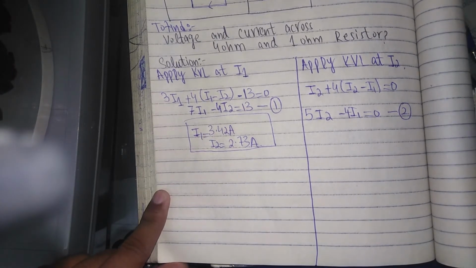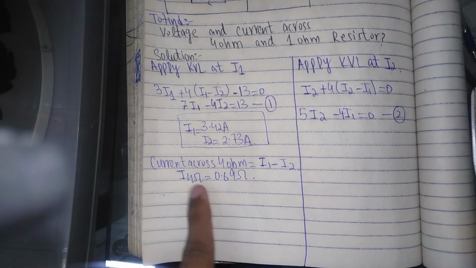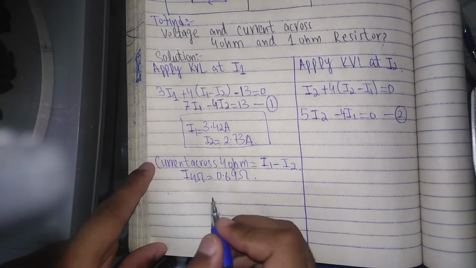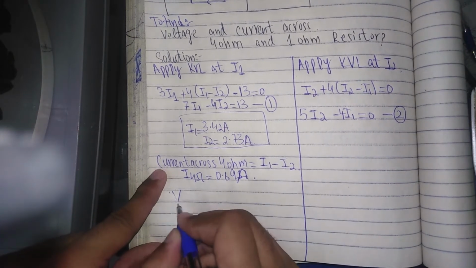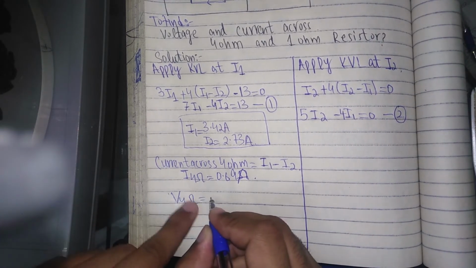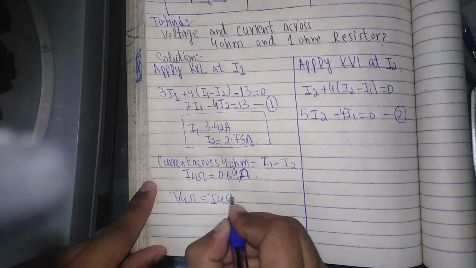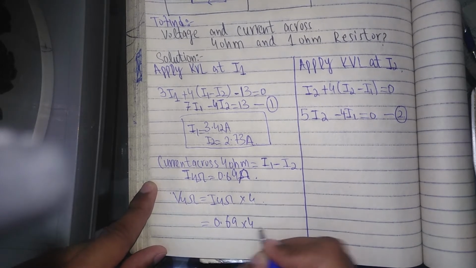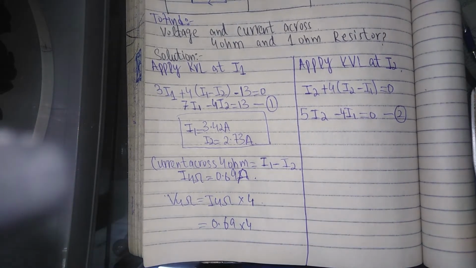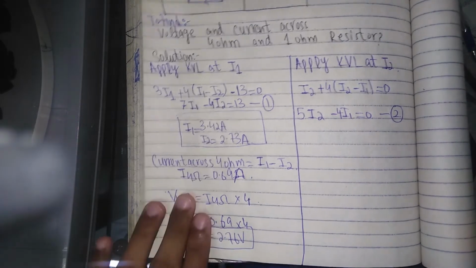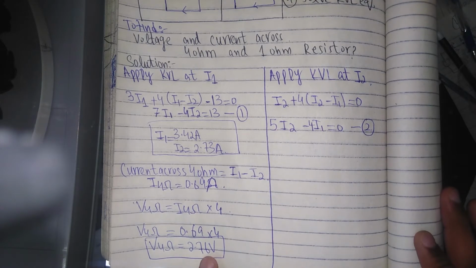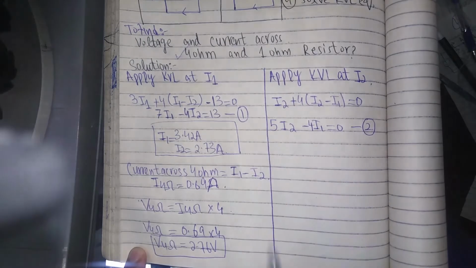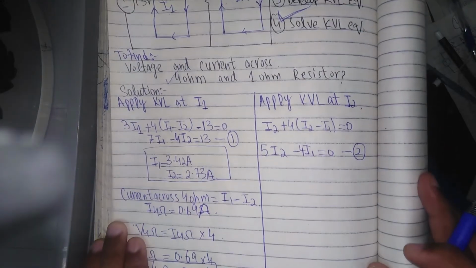So the current across 4 ohm is I1 minus I2, which is 0.69 ampere. Now the voltage across 4 ohm is V equals I into R, I across 4 ohm into 4. So it becomes 0.69 into 4, which is 2.76 volts. Now this step is also clear: across the 4 ohm resistor we found voltage and current.